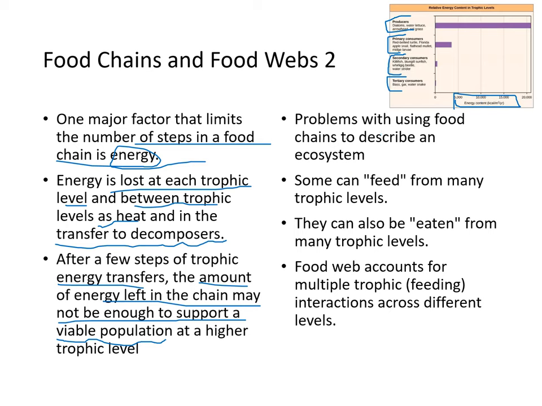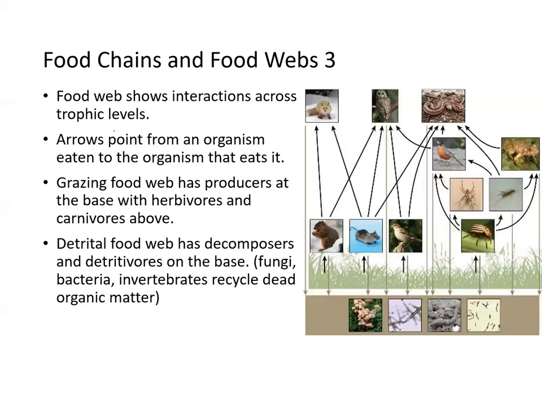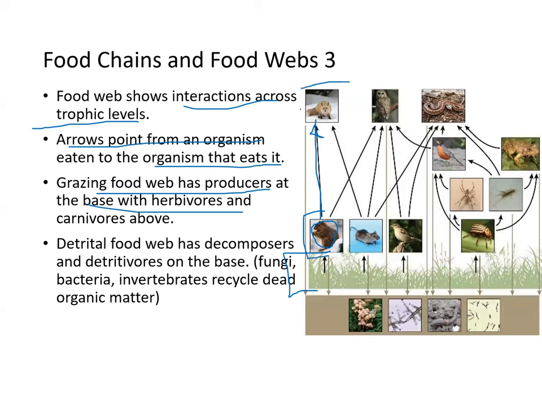This is a problem with using a food chain to describe an ecosystem, because some organisms can feed from many trophic levels. They can also be eaten by many different trophic levels. To account for that, the food web is proposed. A food web shows interaction across trophic levels. Arrows point from the organism eaten to the organism that eats it. For instance, a squirrel gets eaten by a fox, so the arrow goes that way. A grazing food web has producers at the base, and herbivores and carnivores above it. Here are the herbivores. Here are the carnivores.